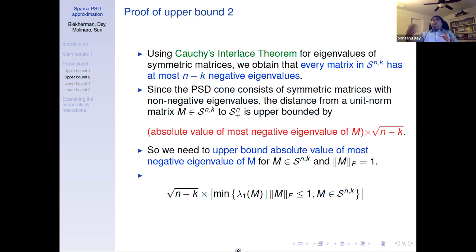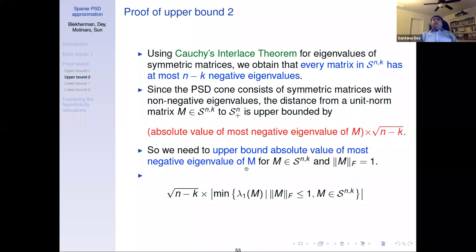All right. Good. Now, how do I measure the distance between a matrix in S_N^k and S_N^+ using the Frobenius norm? Well, that is nothing but taking the negative eigenvalues of your matrix in S_N^k, thinking of them as a vector of values, and taking the two norm of that. That is precisely the Frobenius distance. And so I get the following upper bound. I take the absolute value of the most negative eigenvalue of M, where M is a matrix in S_N^k. Because of Cauchy's interlace theorem, there can be only n minus k of these negative values. So I can just multiply this number by the square root of n minus k, and this will be an upper bound on this distance.